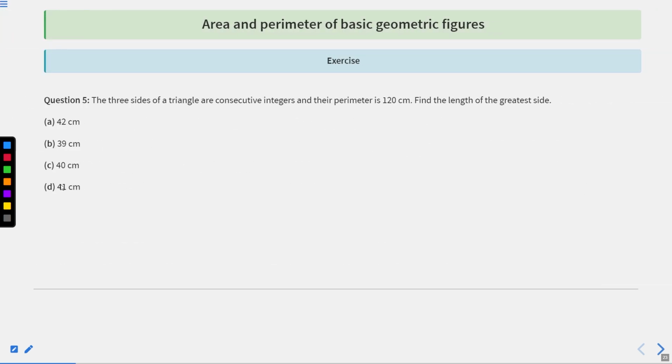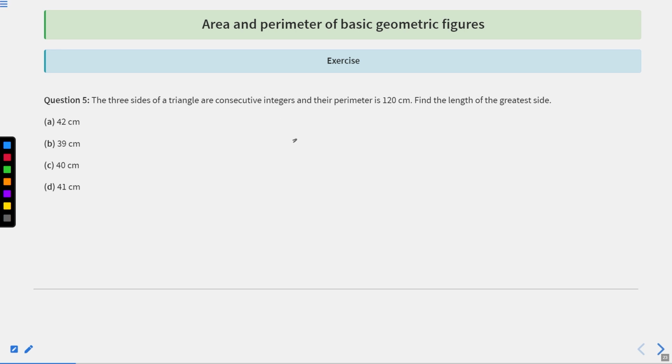Question number 5. Three sides of a triangle are consecutive integers and their perimeter is 20 centimeter. Find the length of the greatest side. So let's try to understand the question first. Three sides of a triangle are consecutive integers.